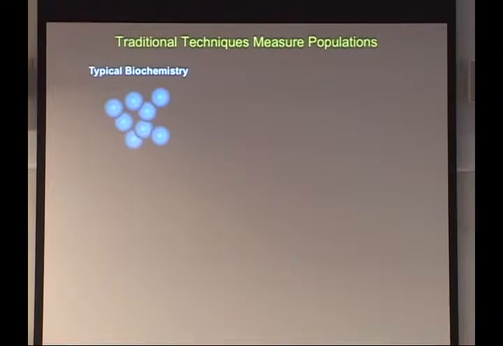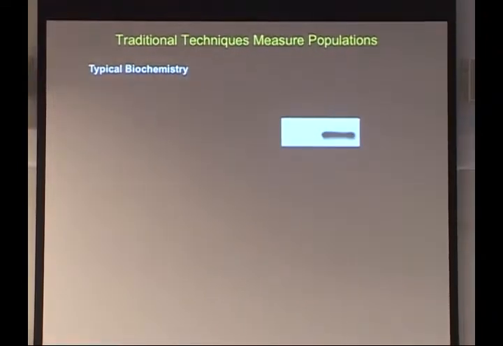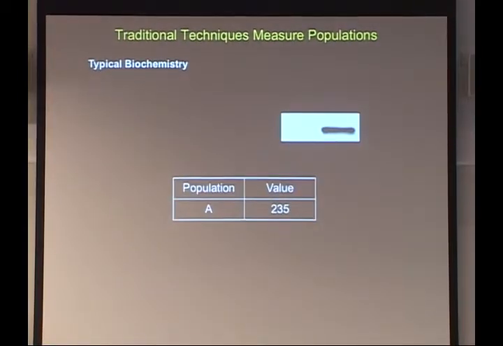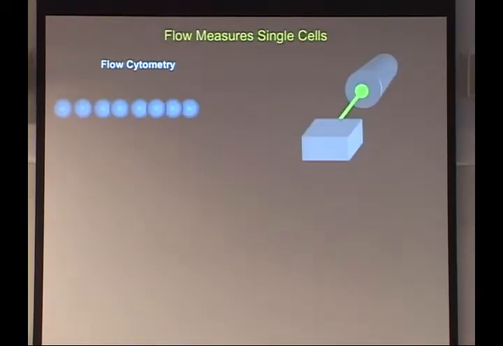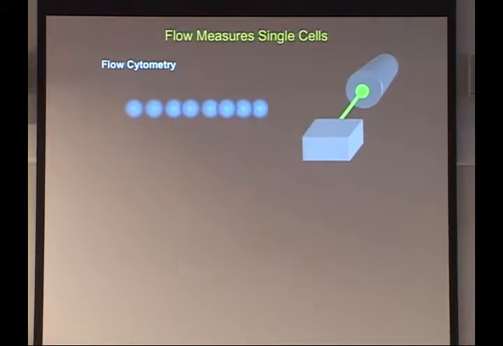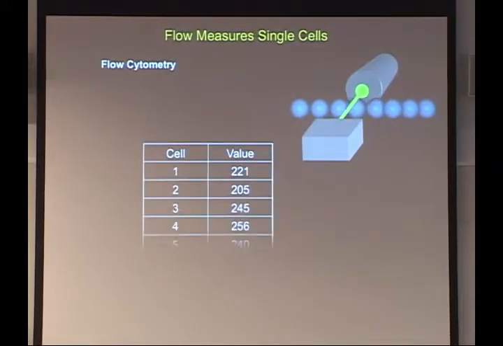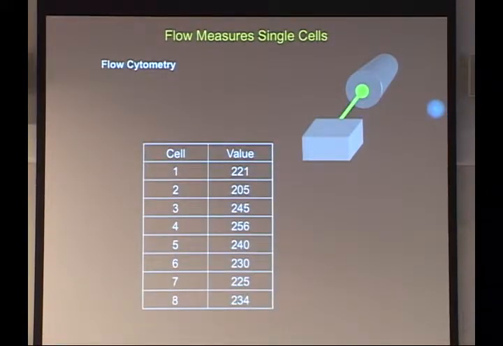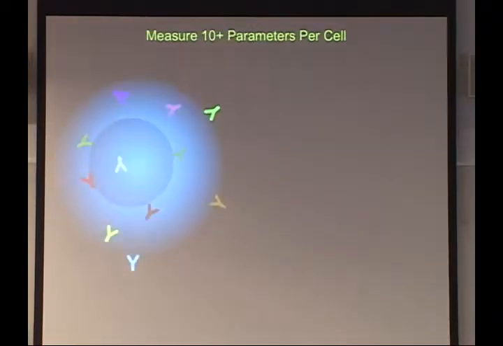So with the traditional method, you take a bunch of cells, you aggregate them, you mash them up, and you get one value for that entire population. The beauty of doing it with flow is that you can take those same cells, run them through the cytometer, and get a value for every single cell. You might have a population that's quite homogeneous, or you might start seeing some outliers in your population. Even in what you think is a homogeneous cell line, you might have a few events that are a little bit higher, a little bit lower. You might have a subset that is responding differently.